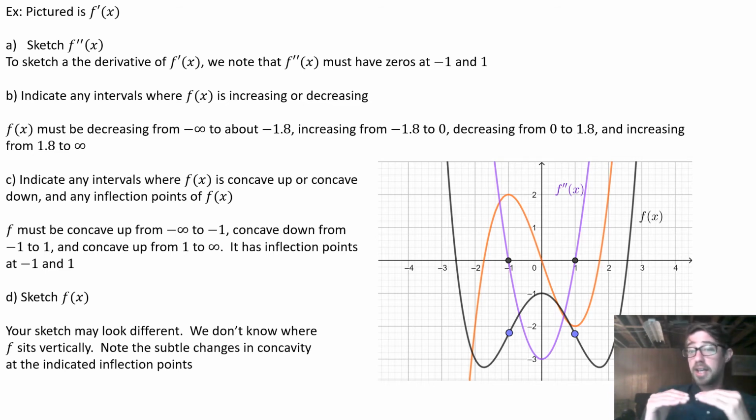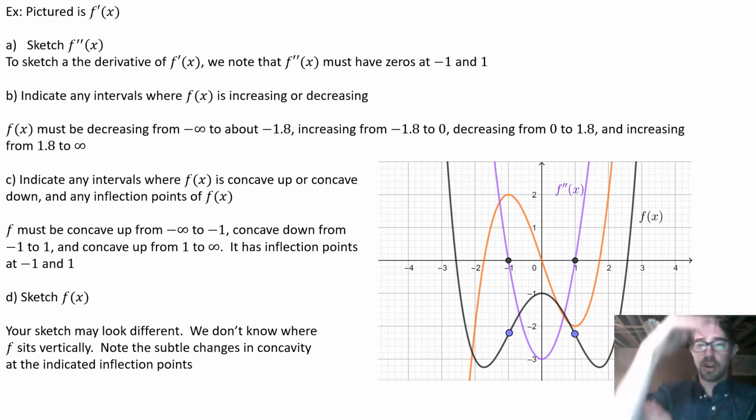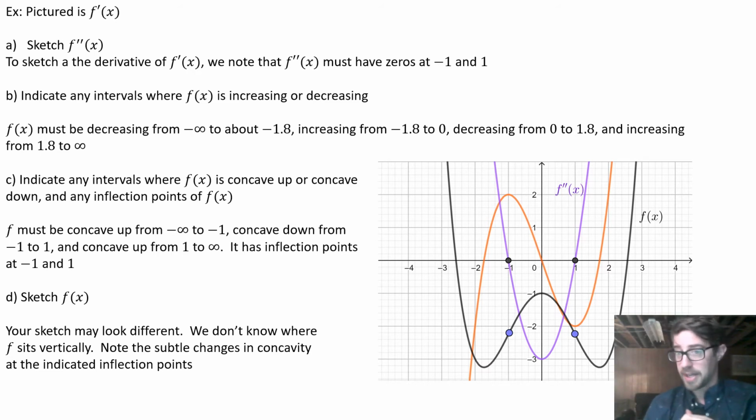And then the other thing is, well, why did I put f down here? Why didn't I put it up here? Why didn't I put it right in the middle? You don't know that part. The verticality of f is ambiguous. We have no way of knowing. So I could move that graph. Your graph could be up here, or your graph could be down here and still be right. So that's unknown.